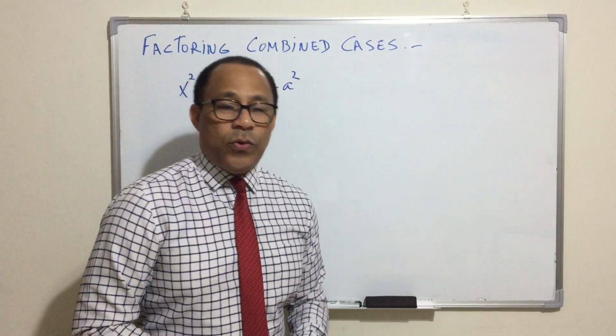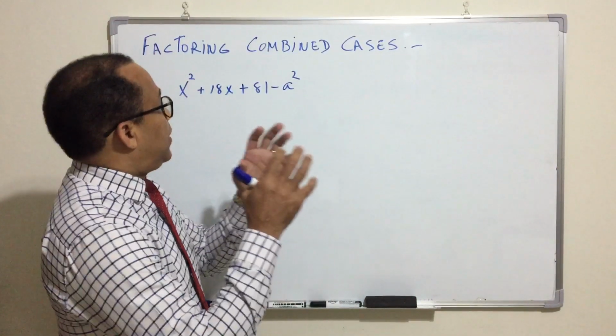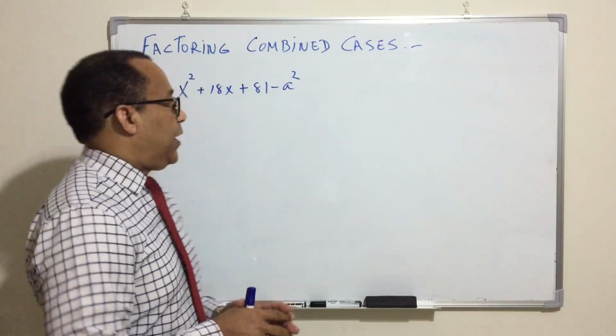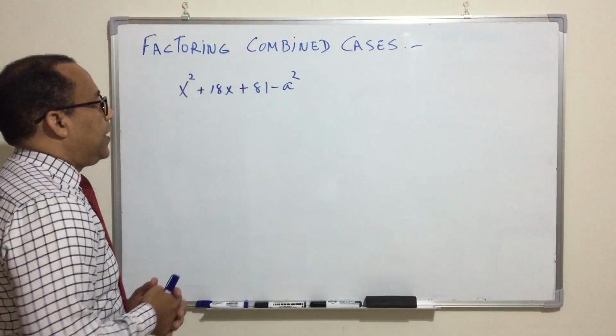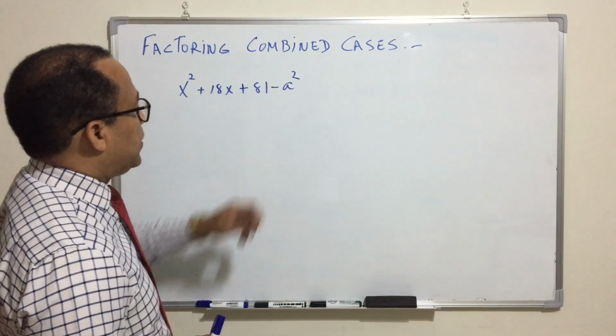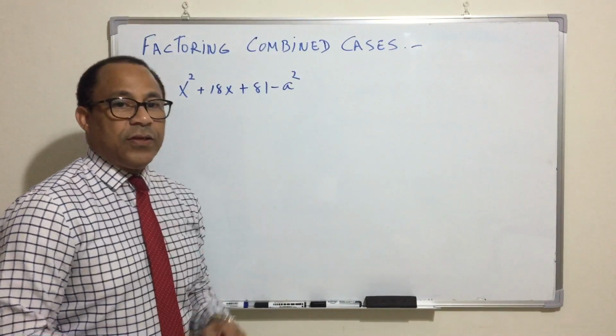Today we are going to be working with combined cases of factoring. Let's take a look at this exercise. It says x to the second plus 18x plus 81 minus a to the second. It says factor it.